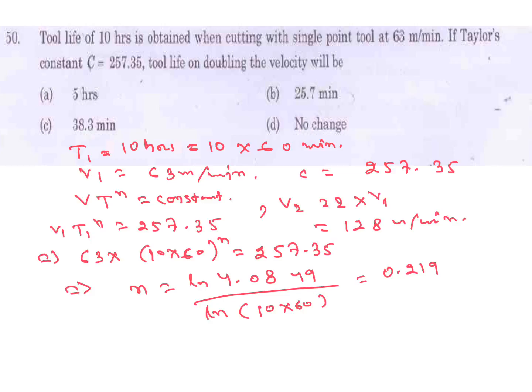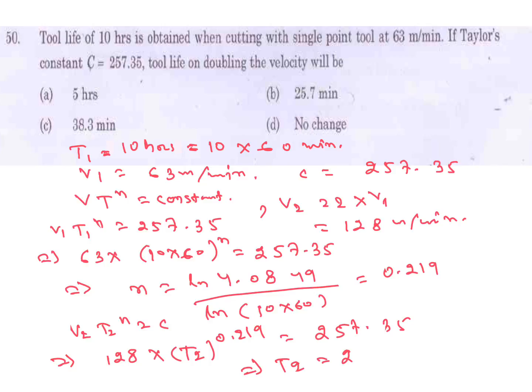Put the value of n. N is constant. 128, 2 to the power, 257.35. Without a calculator it is very difficult. Answer B. Sometimes this type of question they also ask in ISRO. You better leave that question. Approximate also it is very difficult.